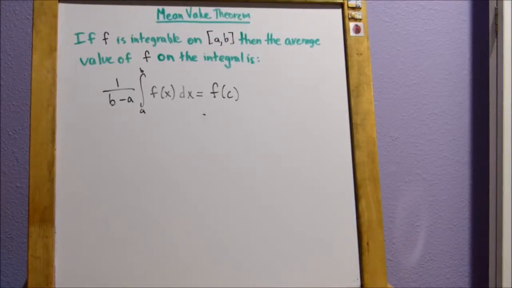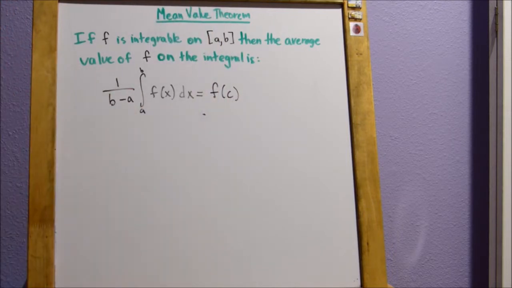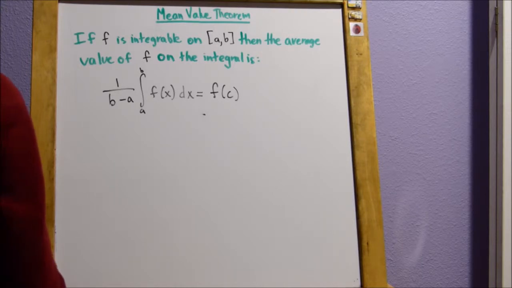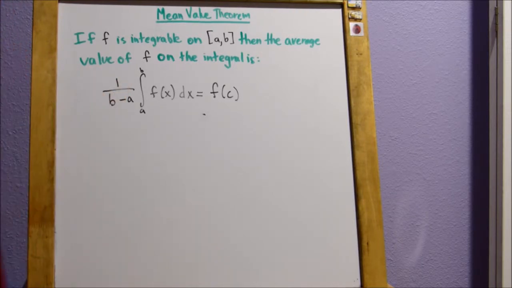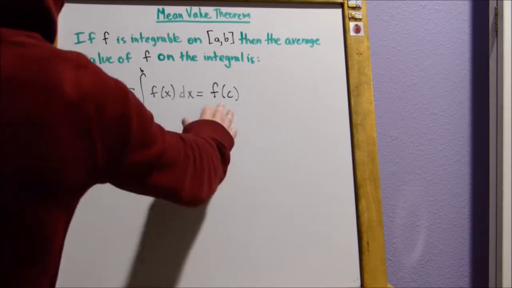Okay, now let's talk about the mean value theorem. The mean value theorem states that if f, a function, is integrable on the closed interval [a, b], so it includes the endpoints a and b, then the average value of f on the interval is 1 over b minus a times the integral from a to b of f of x dx equals f of c.